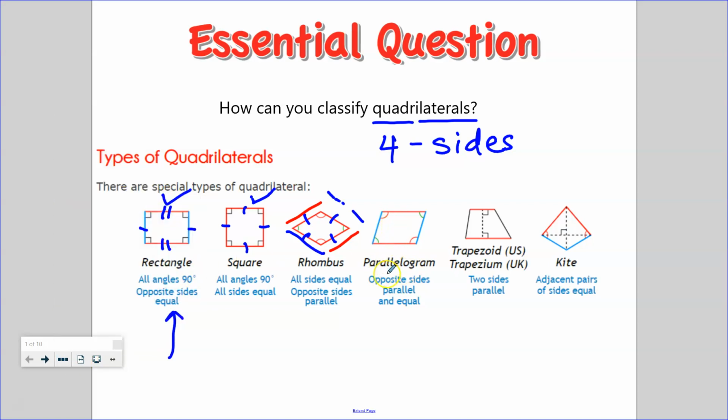Parallelogram, opposite sides are parallel and equal. So they're equal lengths and they are parallel, right? So this side would be equal to this side. Again, the tick marks kind of show us that they are equal. They use colors. So this side is parallel to this side. That means that from any point on here, these are an equal distance apart.